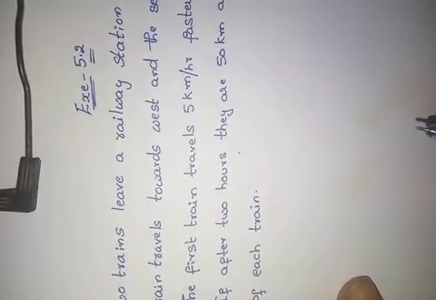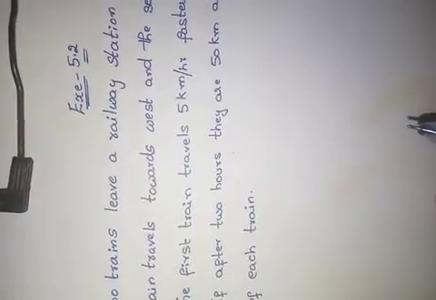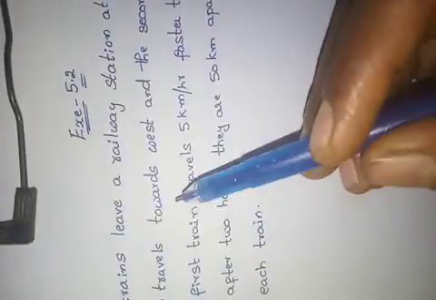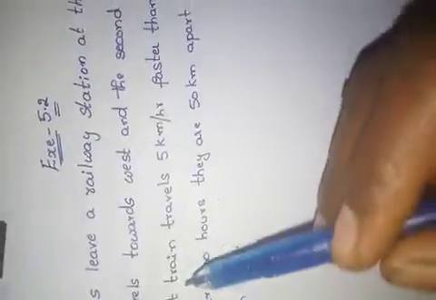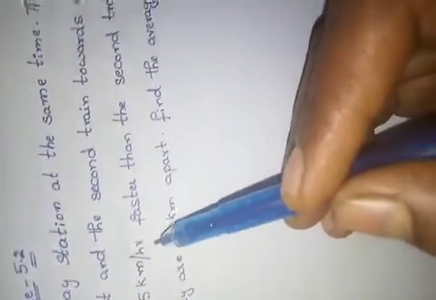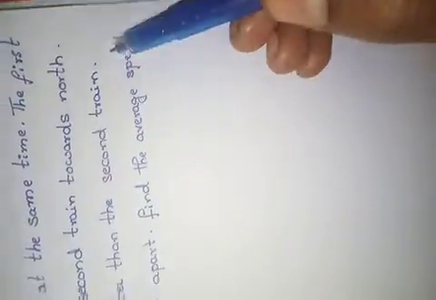Today we are going to discuss exercise 5.289 problems. See the question. Two trains leave a railway station at the same time. The first train travels towards west and the second train travels towards north. The first train travels 5 kilometers per hour faster than the second train. If after 2 hours they are 50 kilometers apart, find the average speed of each train.